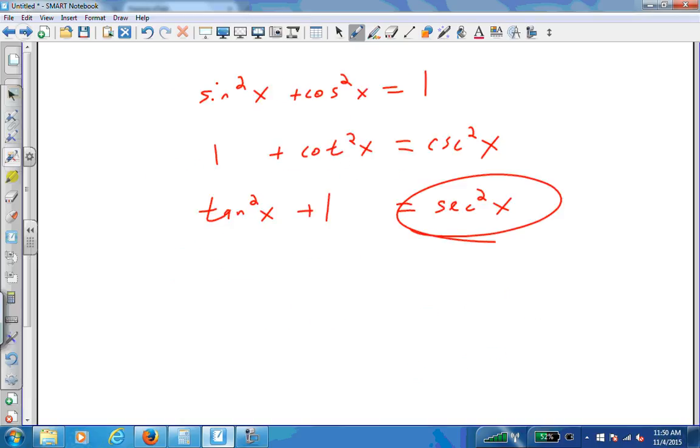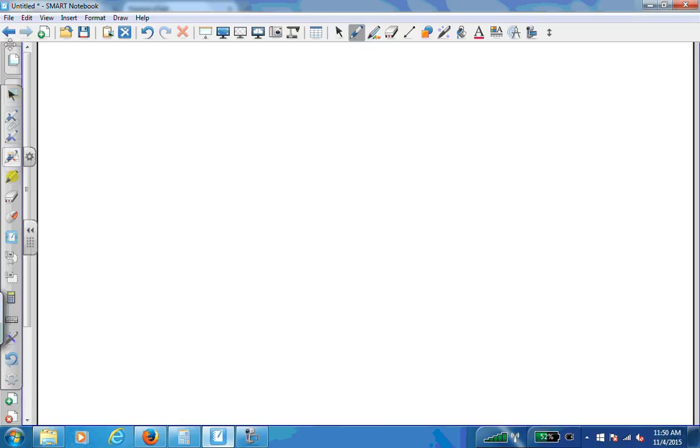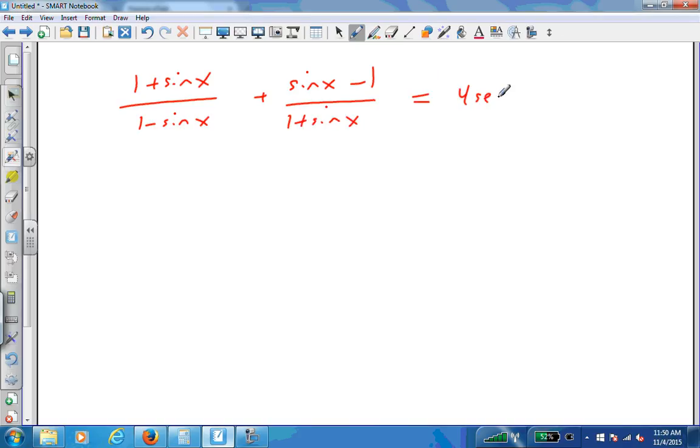Let's do 23, and we'll call it a day. 1 plus sine x over 1 minus sine x plus sine x minus 1 over 1 plus sine x equals 4 secant x tangent x. So the left side, I'd say that's probably messier. What should we do to that left side?